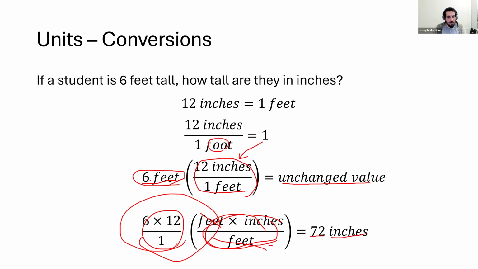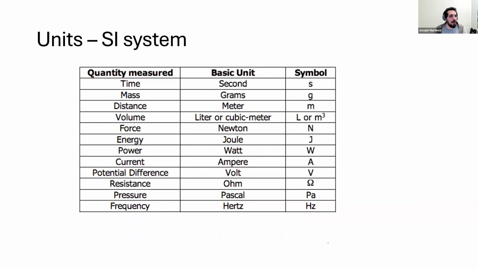All right, so this is our basics of unit conversions. The units that we're looking at here, feet and inches, are part of what we call the imperial unit system. The imperial unit system is the one that we're most familiar with here in the US, but it's not the most common unit system. The most common unit system in the world is the SI unit system.